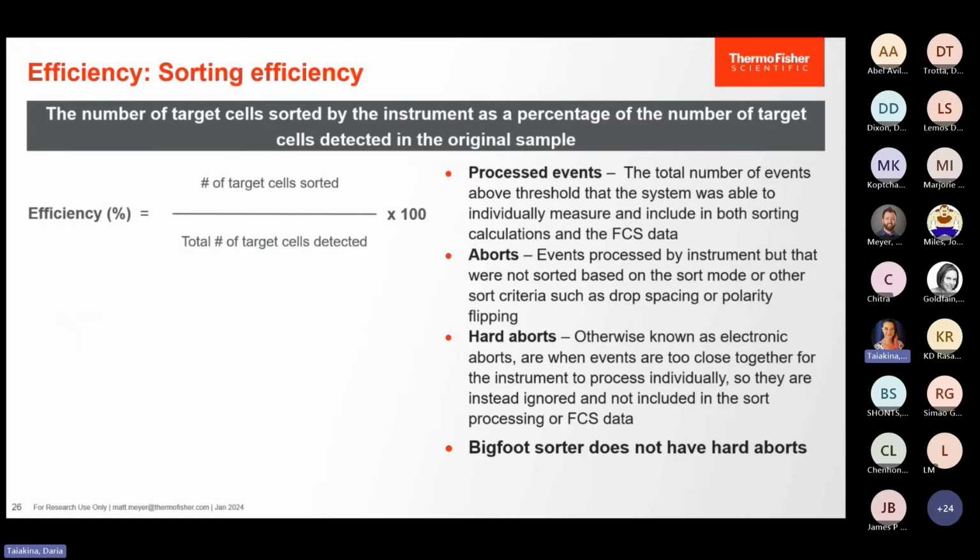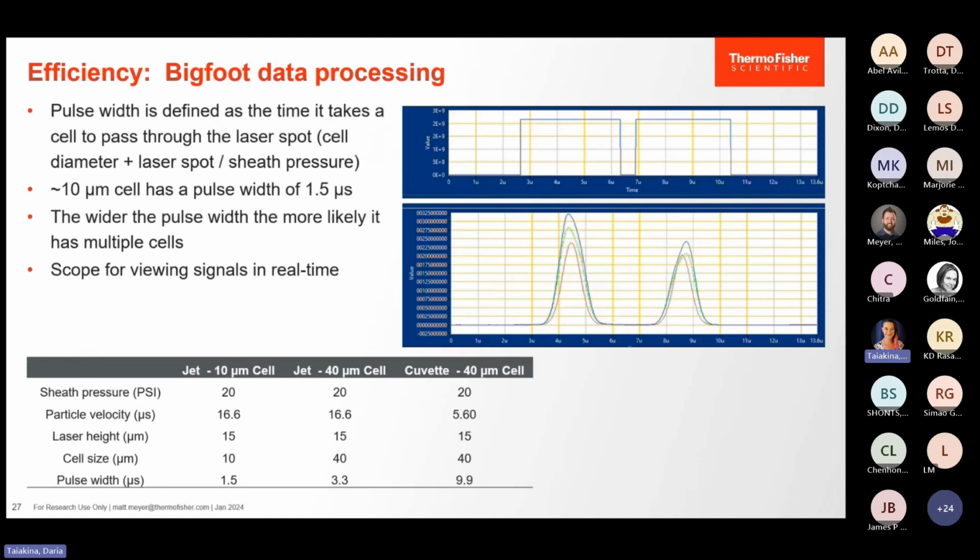And so that's one advantage of the Bigfoot: it does not have hard aborts. It was designed with electronics that handle event rates and processing capabilities well above any experimental requirements, so there are no hard aborts. This all goes back to a relationship with the pulse width and the time it takes for a cell to pass through the laser illumination.